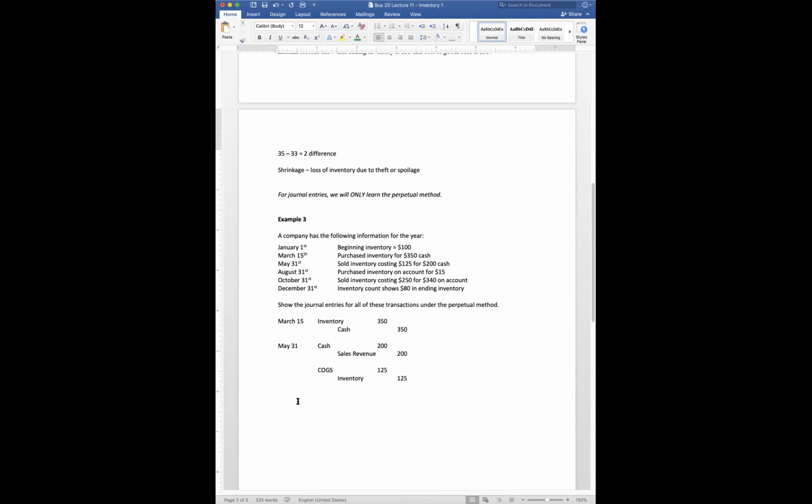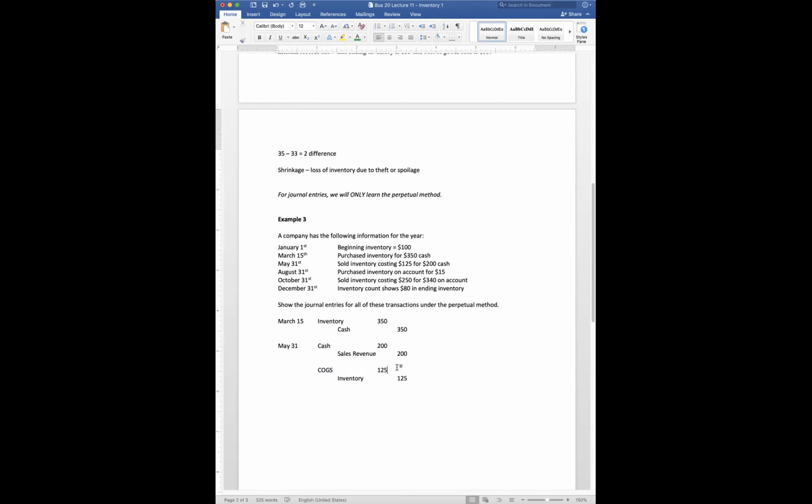Now, sometimes students get confused. They're like, hey, there are two numbers. How do I know which one goes in which journal entry? All right, I'm going to give you a hint. This number here is the sales revenue. In other words, it's the selling price of the goods. This here is the cost of goods sold, the cost. This is what we paid for those goods.